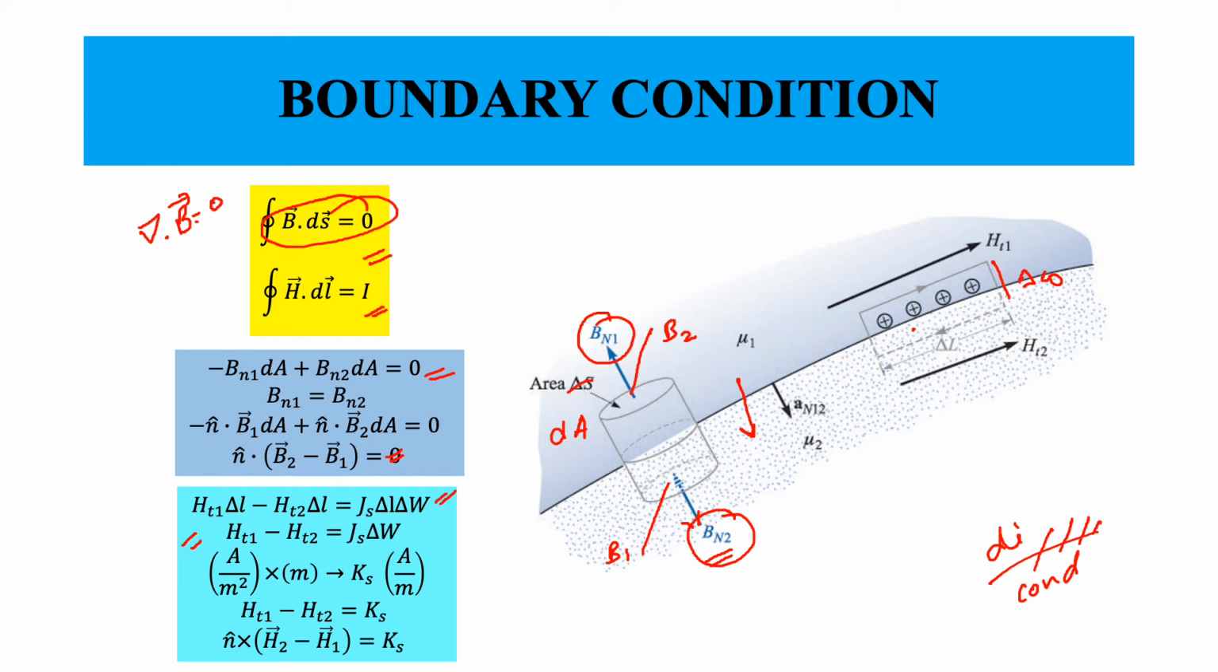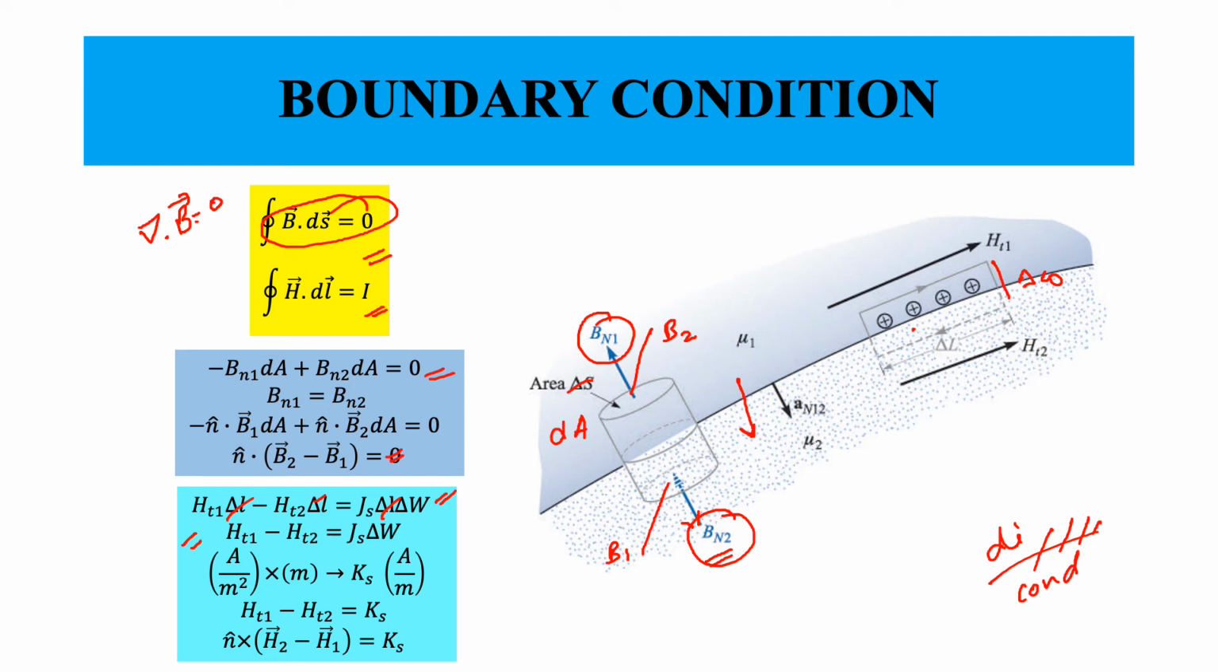So you have HT1 delta L minus HT2 delta L must be equal to the current density on the surface, represented by Js multiplied by del L and del W. Of course, you will divide both sides by this del L. So this will be HT1 minus HT2 is equal to Js del W. You will be left with Js into del W.